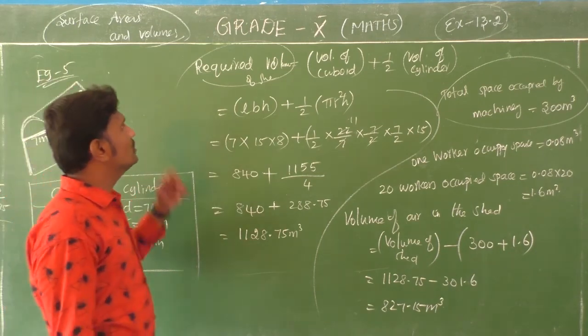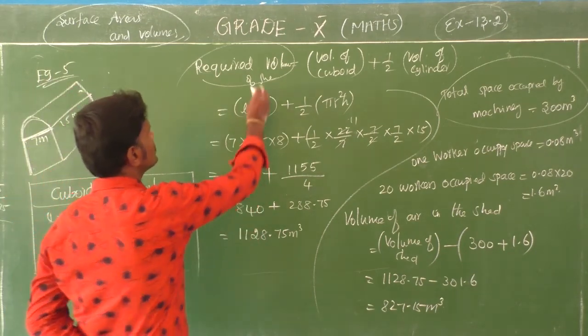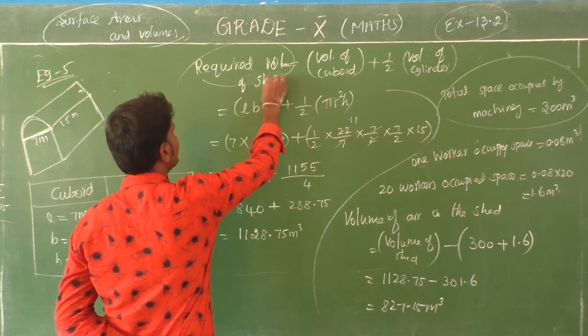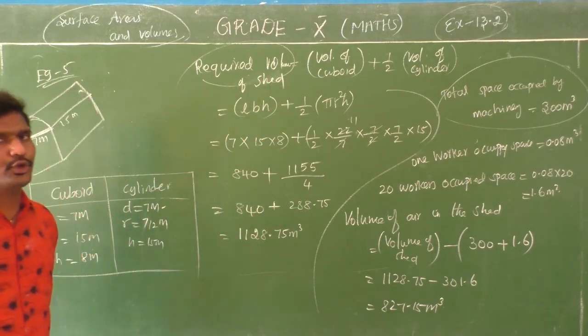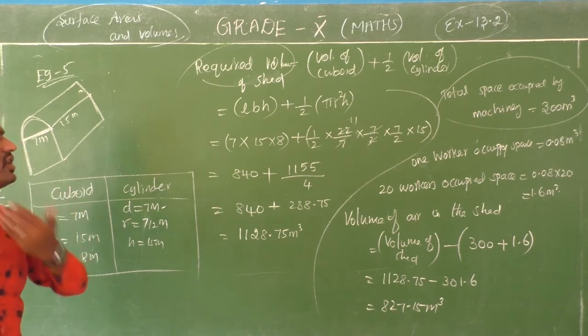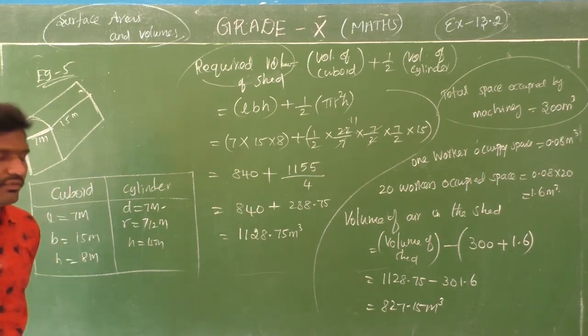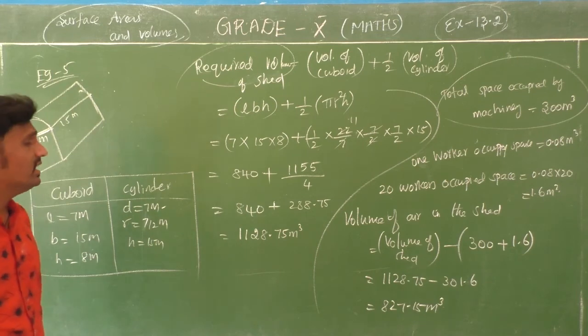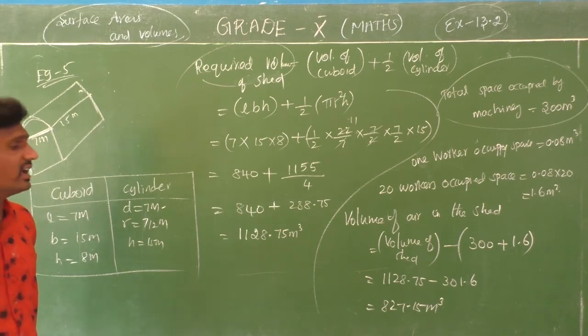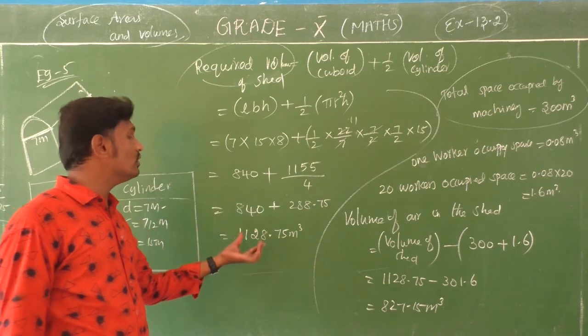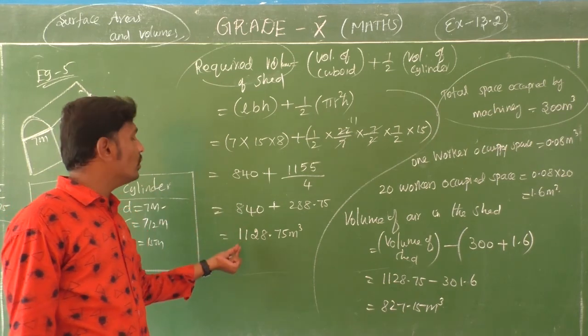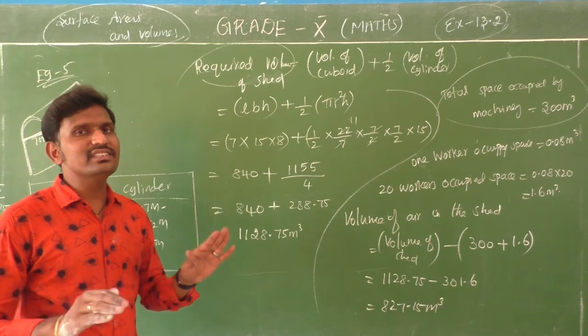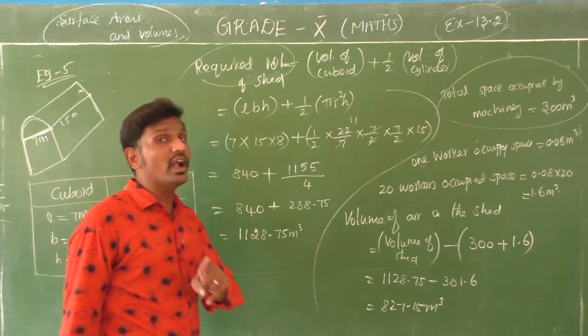Now the total required volume of the shed. Volume of the shed is equal to volume of cuboid plus half of the volume of cylinder. That is LBH plus half into pi r square h. Substitute the values and get the final answer, 1128.75 meter cube. So this is up to the same question, but one thing is very important.